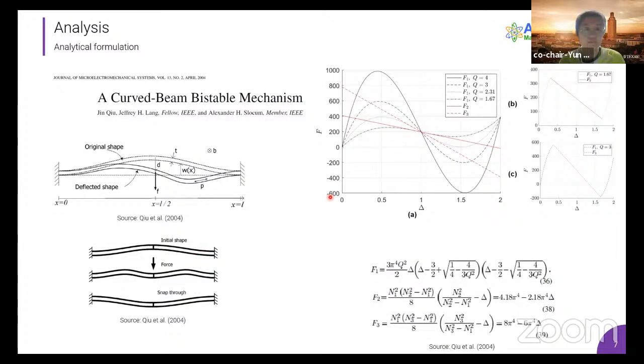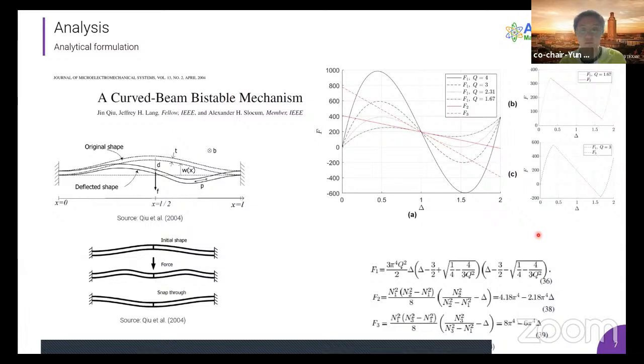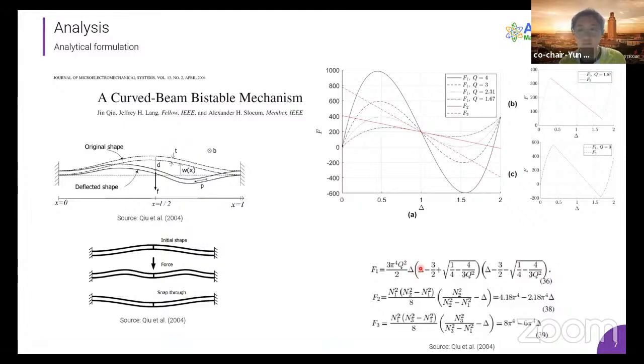The analytical formulation of a curved beam bistable mechanism was developed by Qiu et al., and they found out that if a single curved beam is used, then it could not be bistable. This is better explained by these curves and these equations. I'll not have enough time to discuss it in depth, but what is important is that for a double curved beam, the force displacement relationship follows the F1 and F3 relationships shown here, and they are related to the first and third modes of buckling. If it was a single beam, it would follow F1 and F2, but F2 would prevent its bistability.